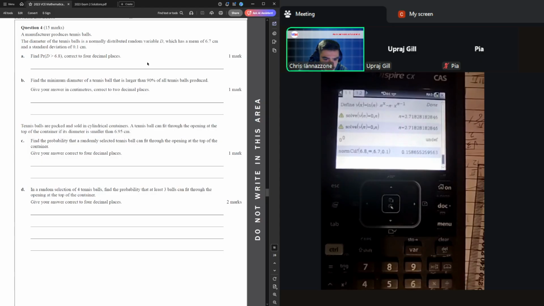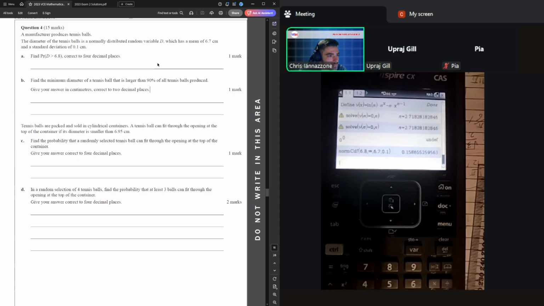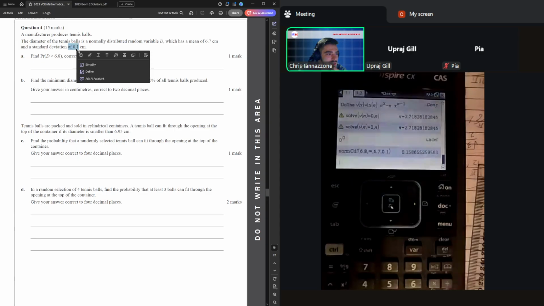Yeah, and we're going to get 15.86%, corrected to 4 decimal places. If there's any questions about that, feel free to let me know. Otherwise, part B. In fact, one thing I will touch on: mean of 6.7, standard deviation 0.1.